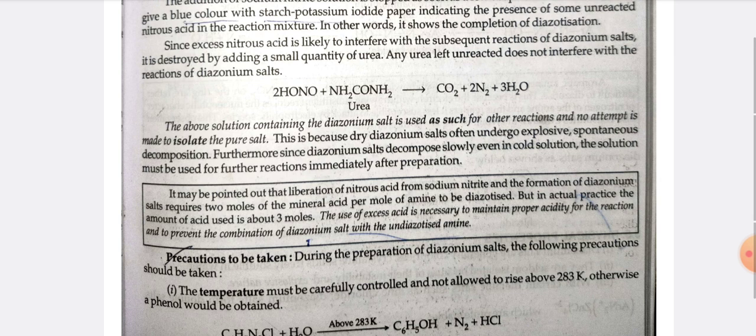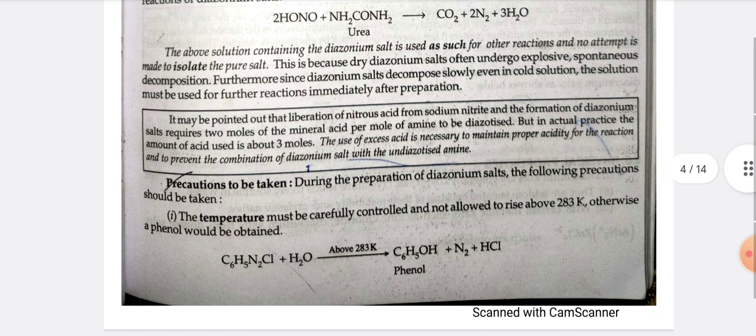Furthermore, since diazonium salt decomposes slowly even in cold solution, the solution must be used for further reaction immediately after preparation. It may be pointed out that the liberation of nitrous acid from sodium nitrite and the formation of diazonium salt require 2 moles of the mineral acid per mole of amine to be diazotized, but in actual practice, the amount of acid used is 3 moles. The use of excess acid is necessary to maintain proper acidity for the reaction and to prevent the combination of diazonium salt with the undiazotized amine.